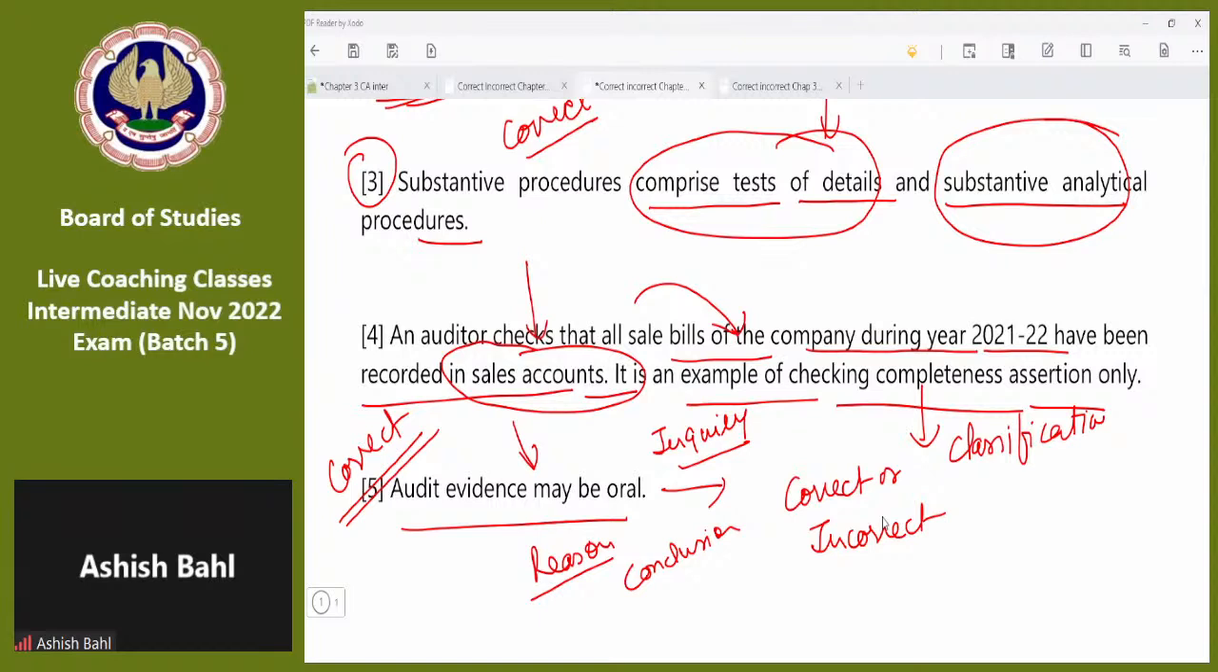Hiral Parikh is asking how to document oral evidence. Oral audit evidence by its very nature would remain oral, but the auditor can make a note of it in his documentation, saying that so and so person orally informed me.